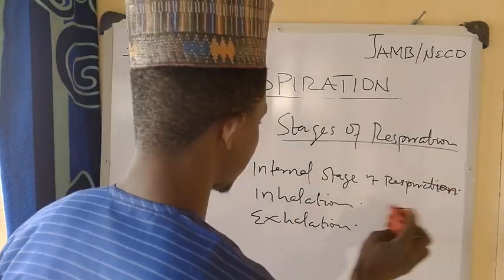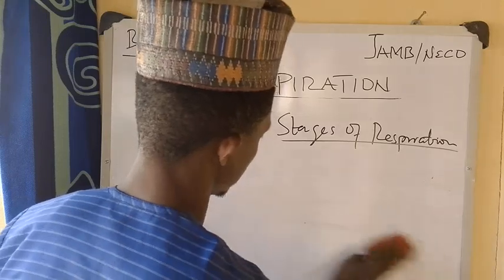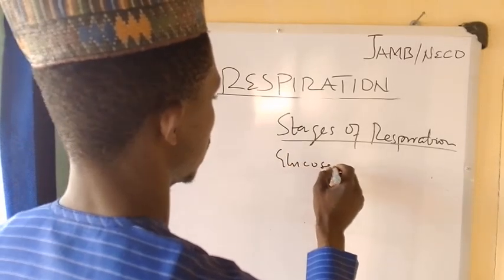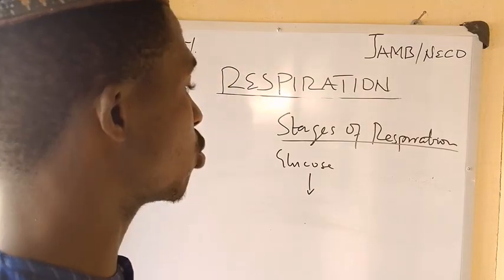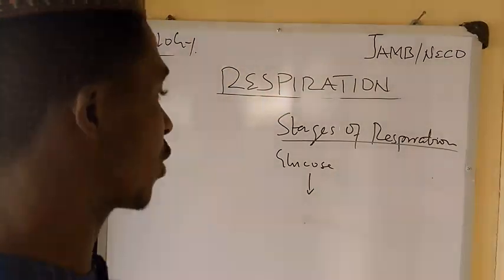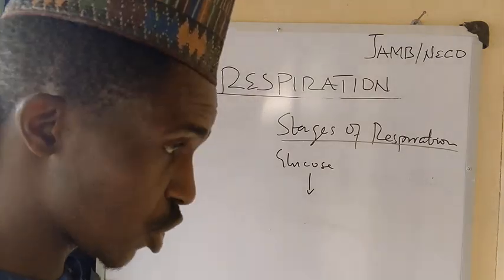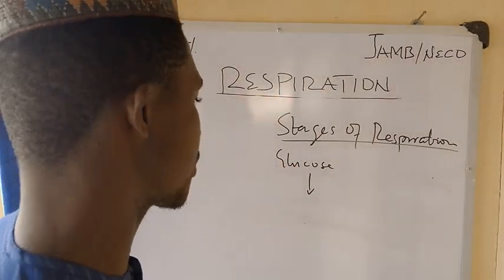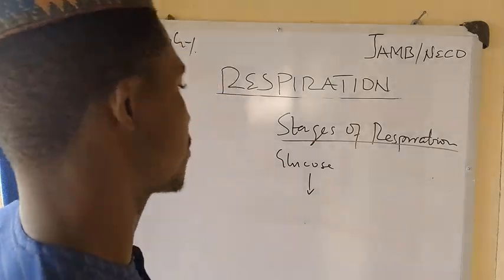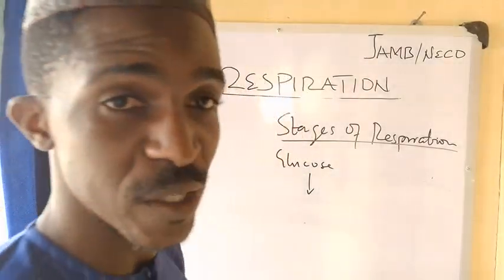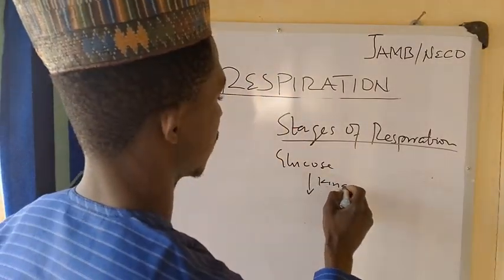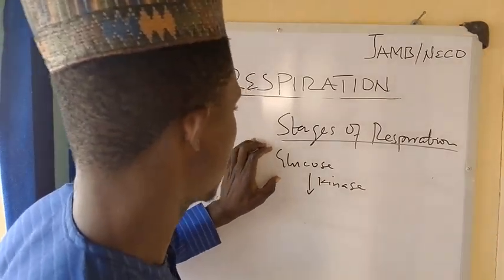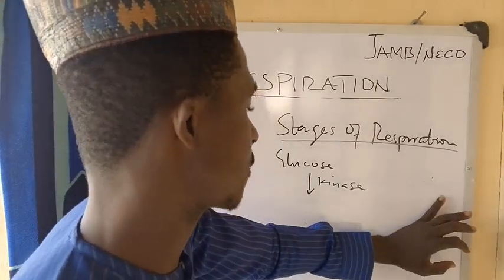So in this case, glucose in the cells is being broken down through a series of reactions. I've mentioned something like that. That's the same thing as tissue respiration or internal respiration. Glucose is broken down in the cells through a series of reactions that involve enzymes. What is the first enzyme that breaks down glucose in the cell? It is called kinase. If this enzyme breaks down glucose, it will give you glucose 6-phosphate.